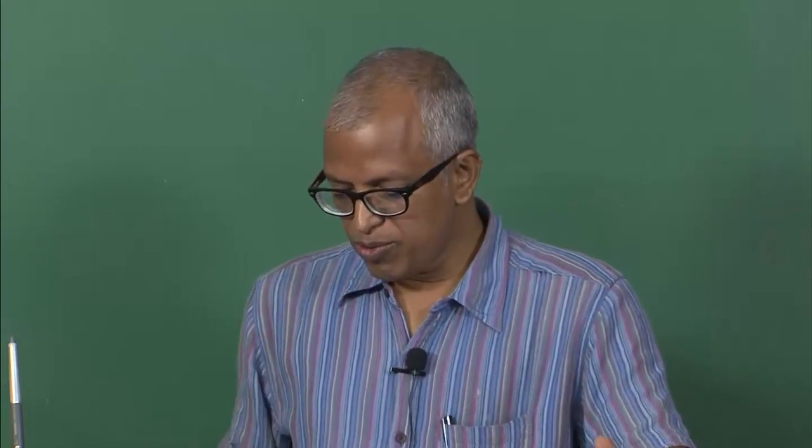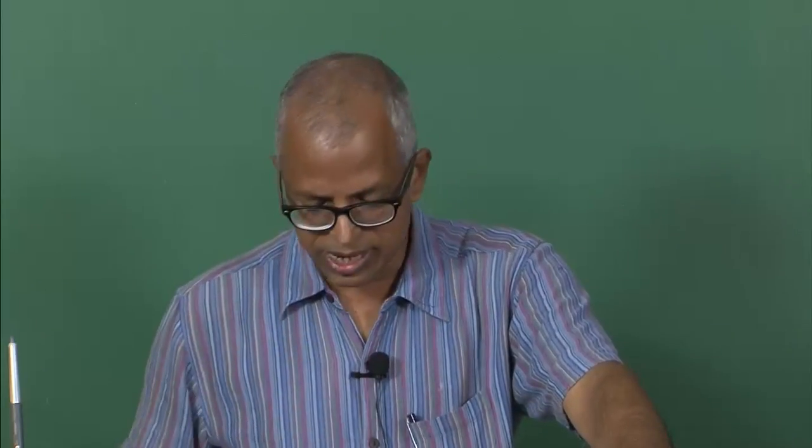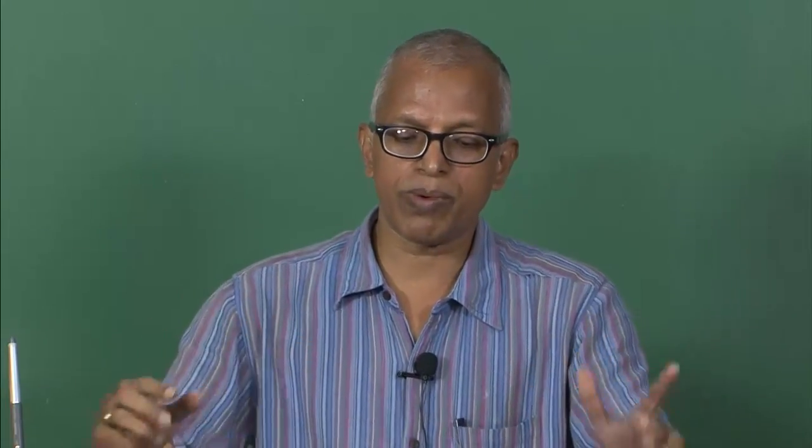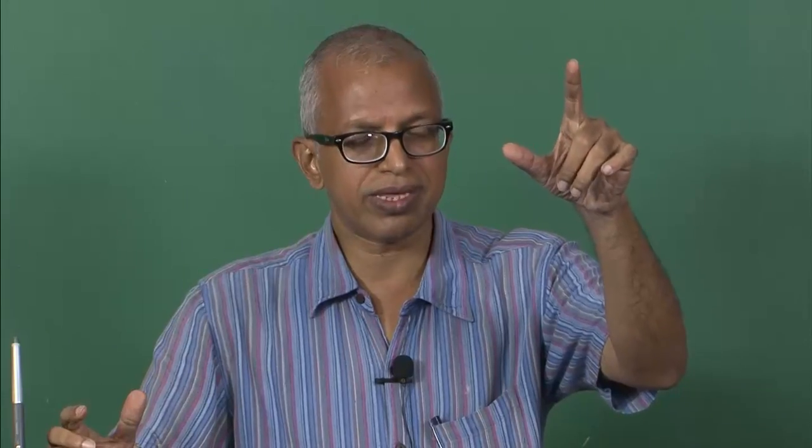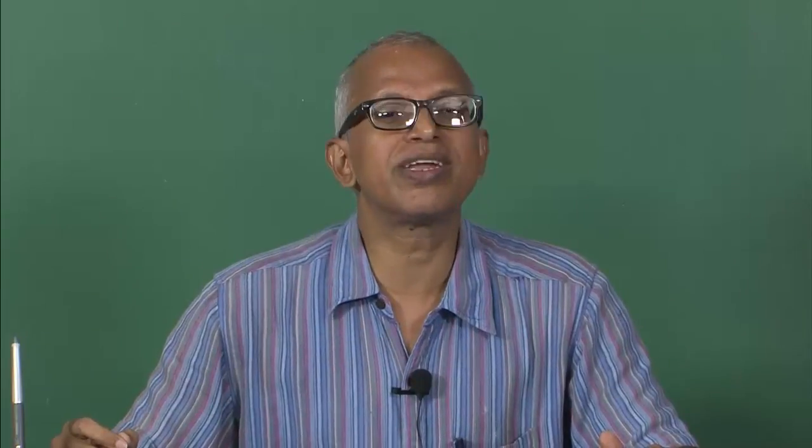Okay. So, we will not derive them, and we will not discuss them at length, but we will try to recall what we had learned. The zeroth law of thermodynamics is basically about how we deal with temperature. We say that two bodies have the same temperature as a third body when they are placed in thermal contact with it separately. If object A is in thermal equilibrium with C, and B is also in equilibrium with C, then object A will be in thermal equilibrium with B. That is the zeroth law of thermodynamics, by which we basically measure temperature.